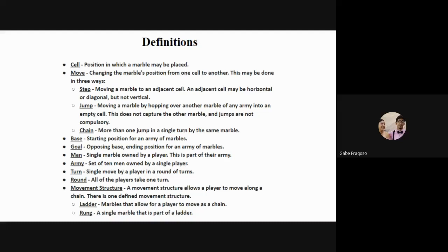A turn is considered a movement by a player, whereas a round is when each player has one turn. In order to move most efficiently, a player should move in a chain as often as possible, which can be done using the movement structure known as a ladder.